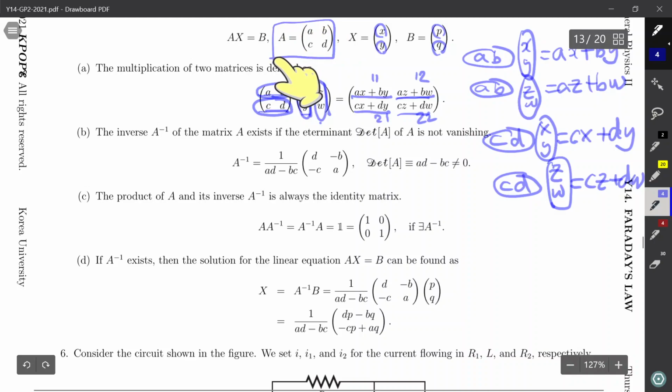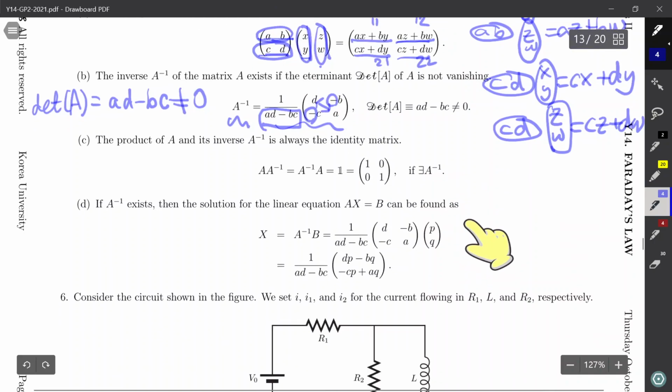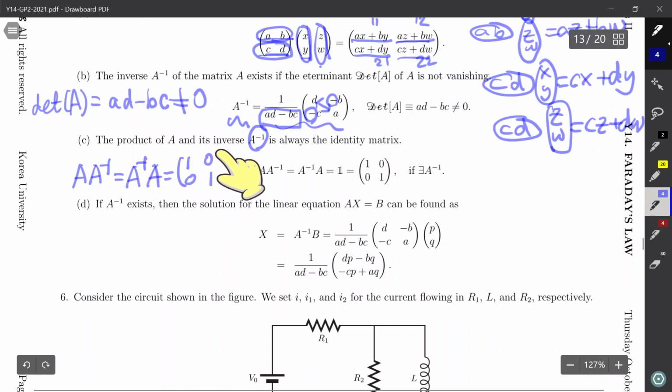A has an inverse when its determinant is non-zero. Determinant of A is ad minus bc. If the determinant is non-zero, the inverse is 1 over determinant times the matrix with a and d flipped and a negative sign put on b and c. This is the inverse. The inverse is multiplied to the right or to the left. In either case, it must produce the identity matrix.